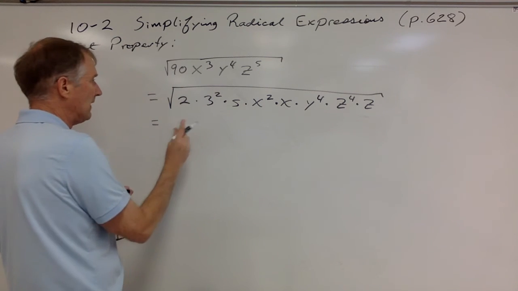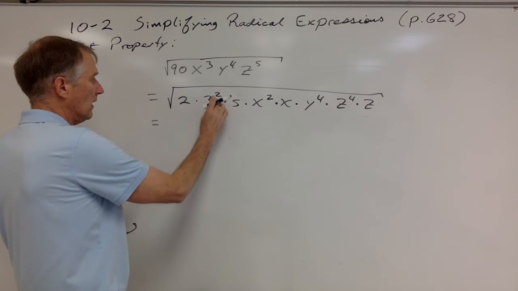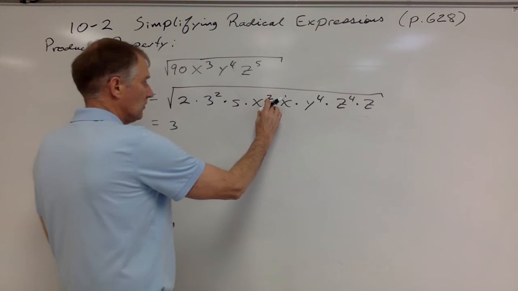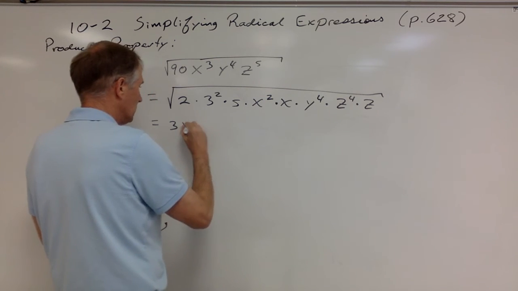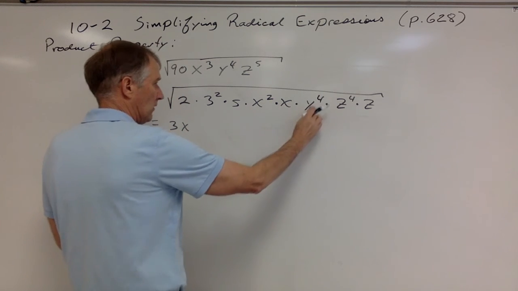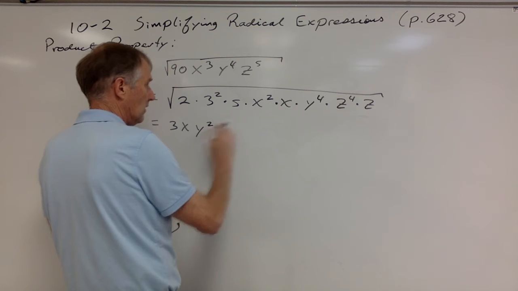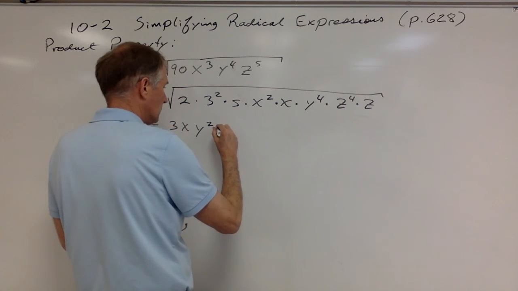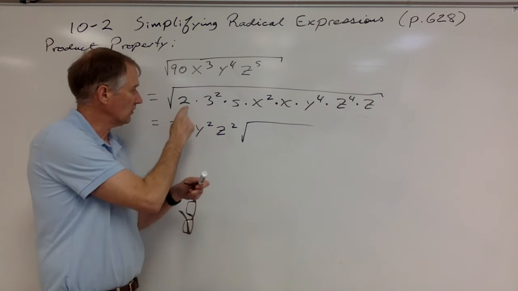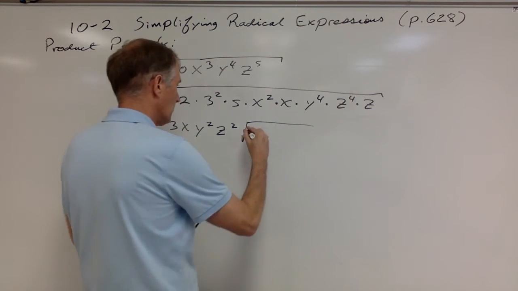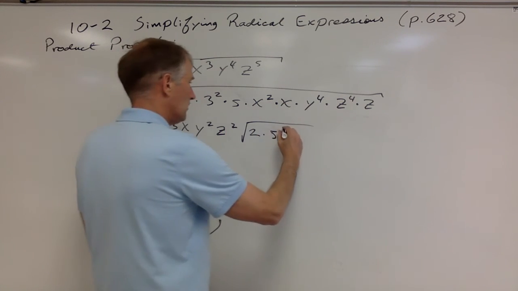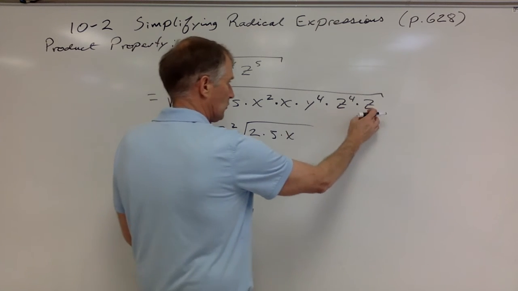Now I can simplify that, and anything that's a perfect square, I can take the square root of. The square root of 3 squared is 3. The square root of x squared is x. The square root of y to the 4 is y squared. The square root of z to the 4 is z squared. And anything I didn't take out is still under the radical. So I can't do anything with the 2. Can't do anything with the 5. I have an extra x here, and I have an extra z.